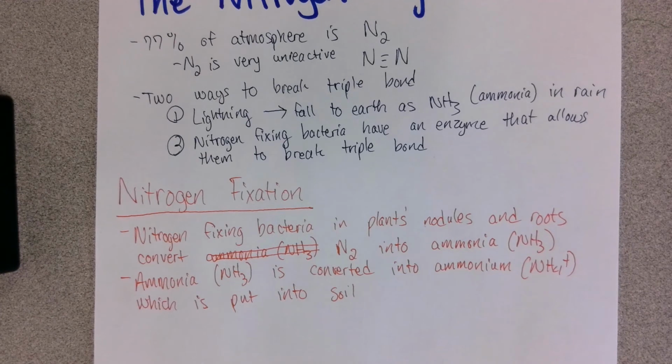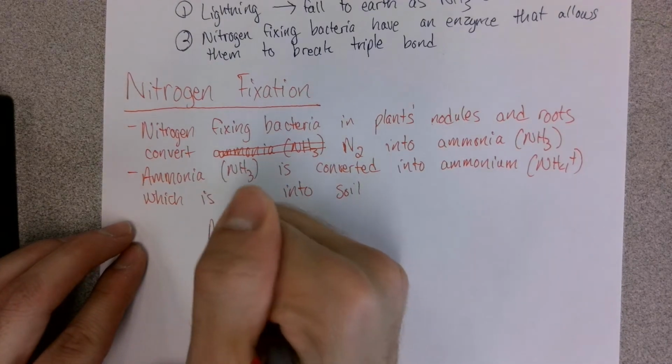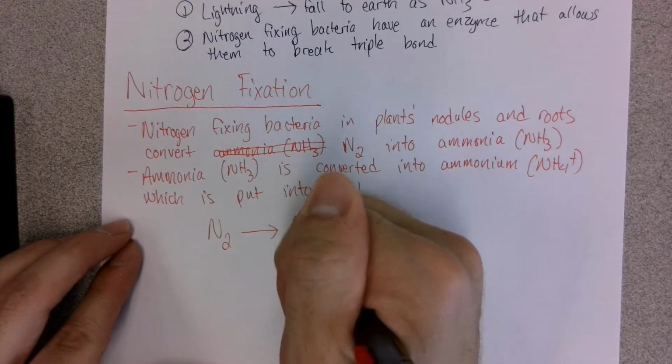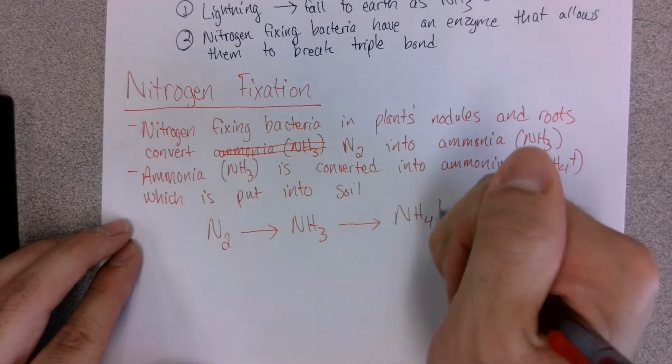These nitrogen fixing bacteria get a home out of the plants, and the plants get nitrogen from them, so it's kind of like a mutualistic association. These bacteria can take N2 out of the air, convert it into ammonia, and then the ammonia can be converted into ammonium, which they put into the soil. So nitrogen fixation is basically N2 going to NH3, which is then converted into NH4 plus.